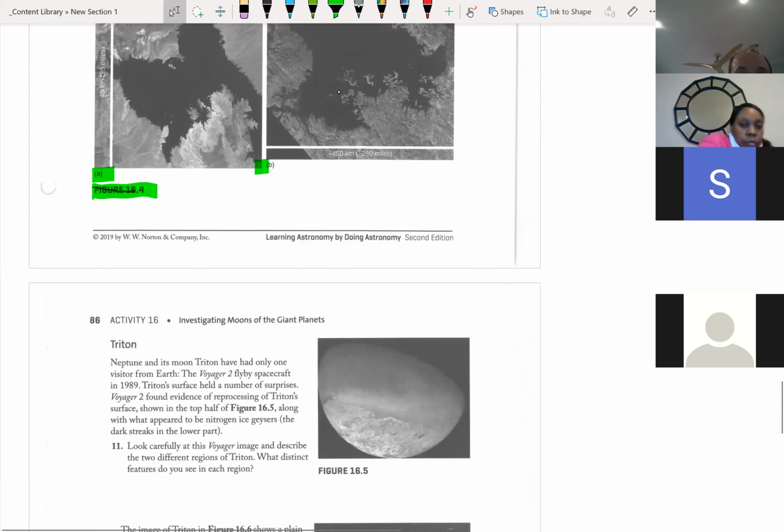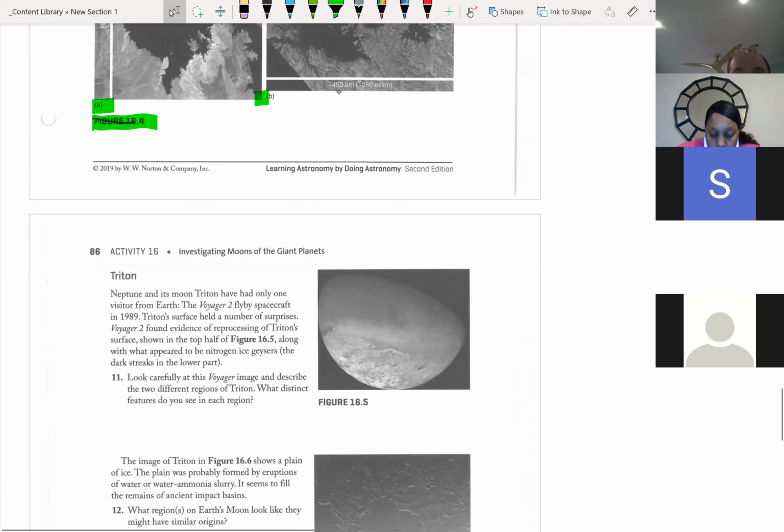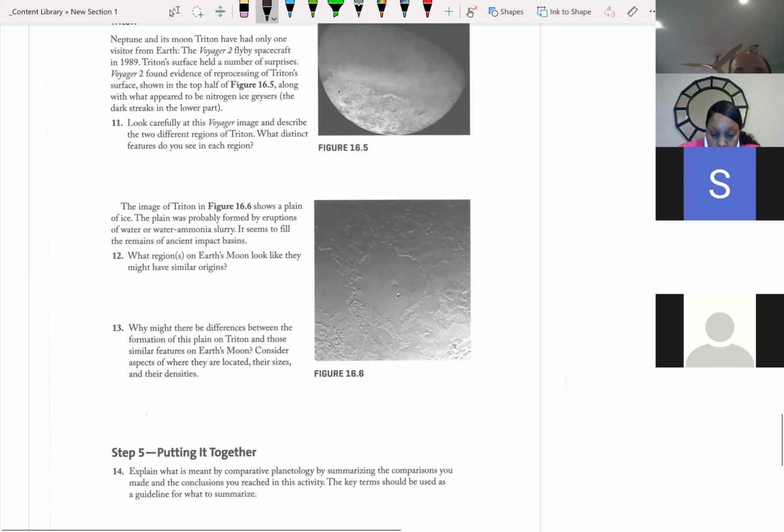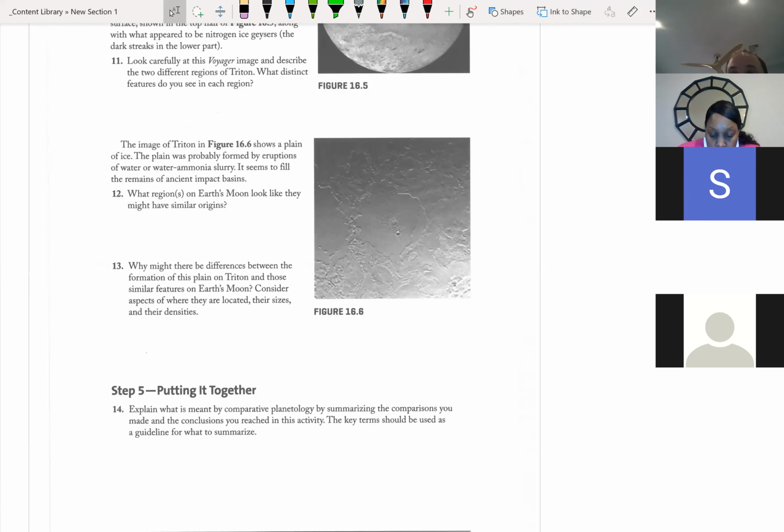Then we go to Triton, and again, it's what region on Earth's moon is similar, and it's just comparing. And you basically just put it all together. That's really the lab here. Again, it's a very simple lab. Oh, sorry, that's my little one. Just comparing pictures and whatnot.